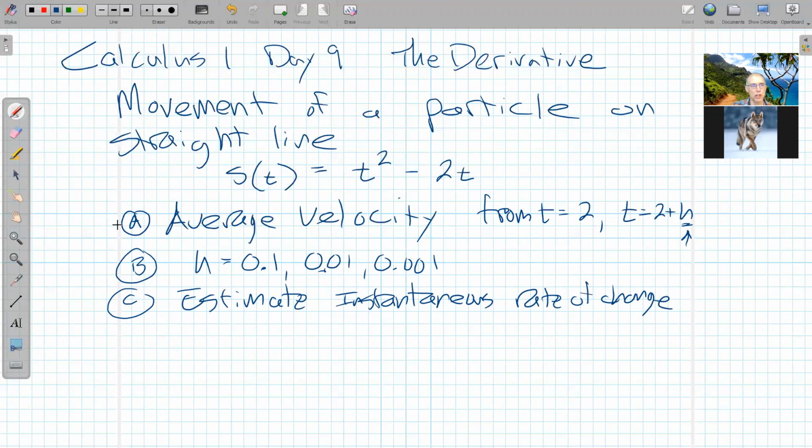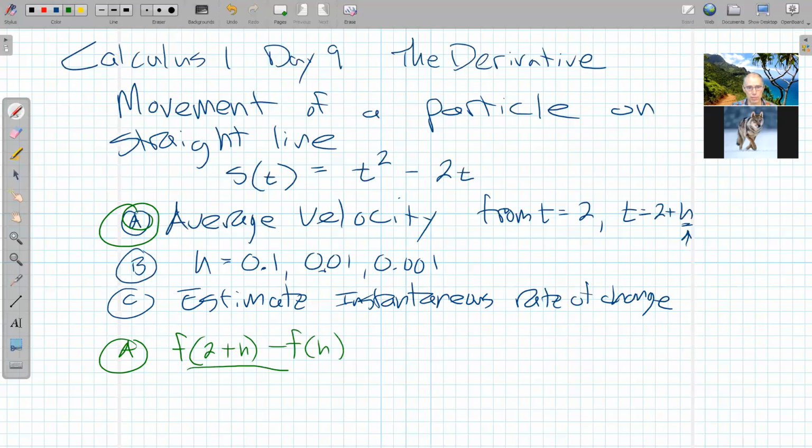To do average velocity, part A here, our formula for average velocity is f of whatever number we're looking at. Oops, I did that backwards: f of 2 plus h, which is the little jump, minus f of 2, divided by h. So that's average velocity. And this function f is really s.